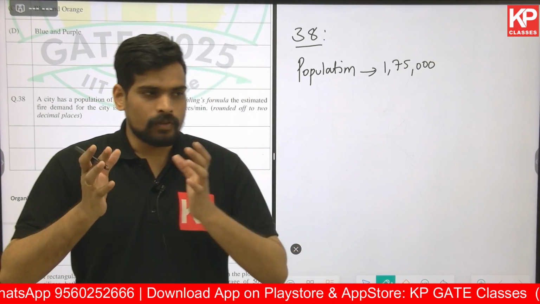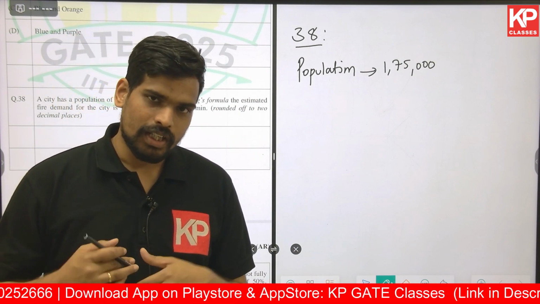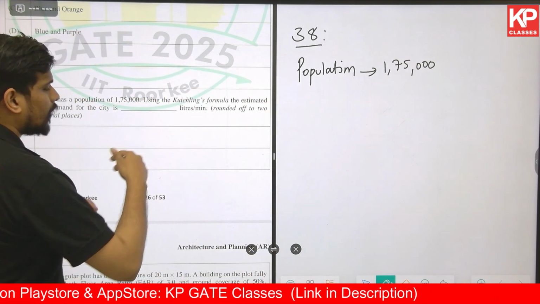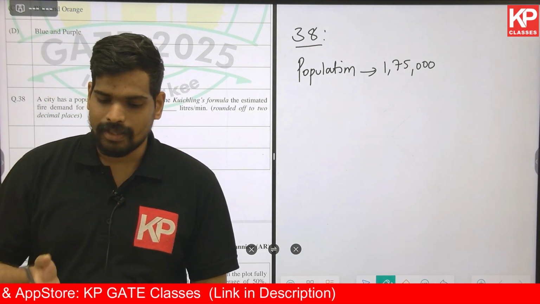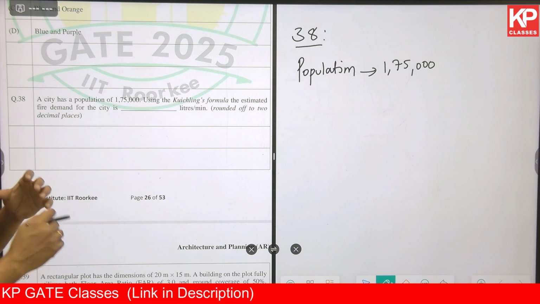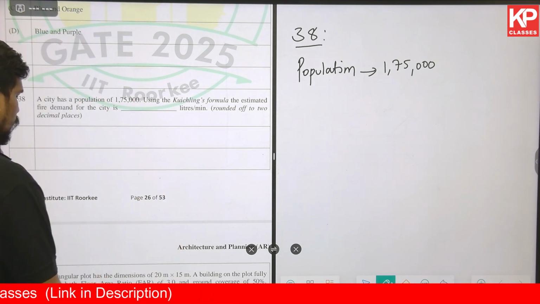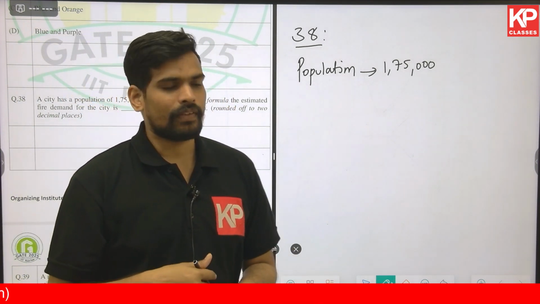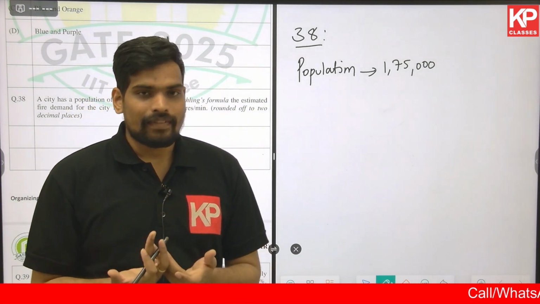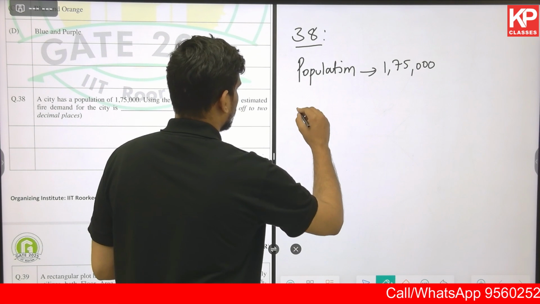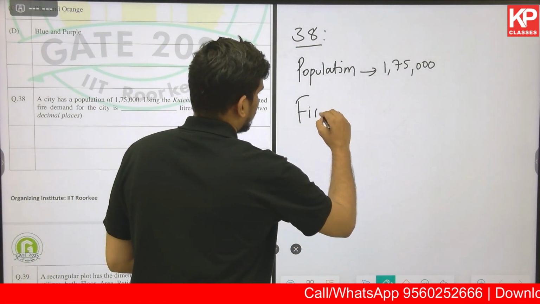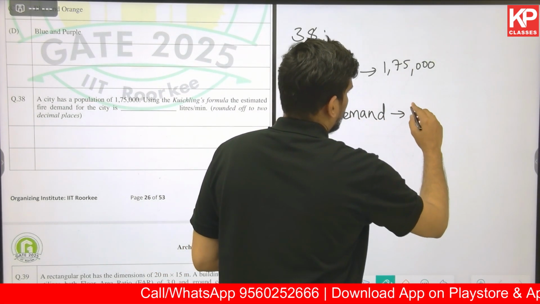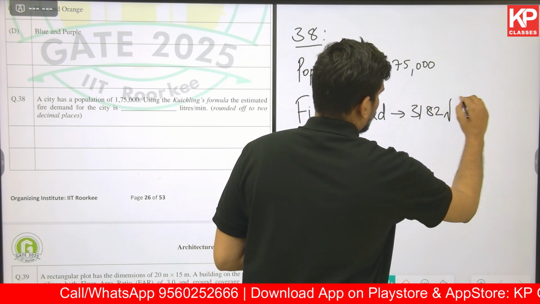This is not a conceptual question, it is more of a question based on a standard formula. There are various standard formulae for estimating the water demand for fire safety in cities, of which Kuichling's formula is one of the most widely used. You cannot derive that formula, obviously, it is a standard formula. So as per Kuichling's formula, the fire demand is given by 3182 into root over P.